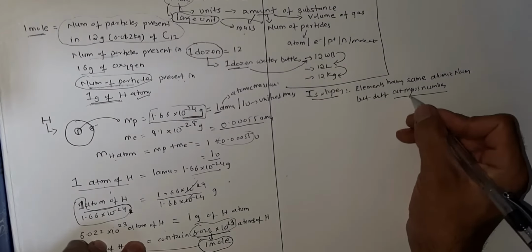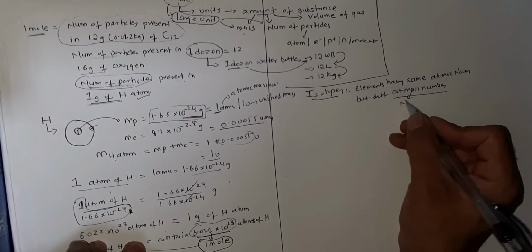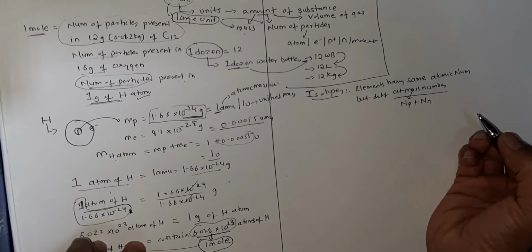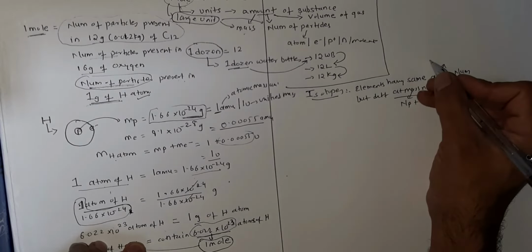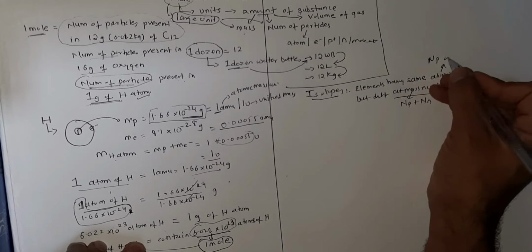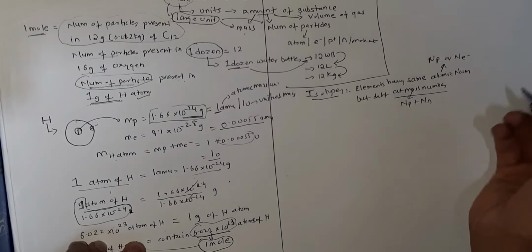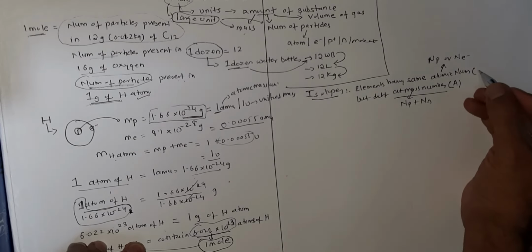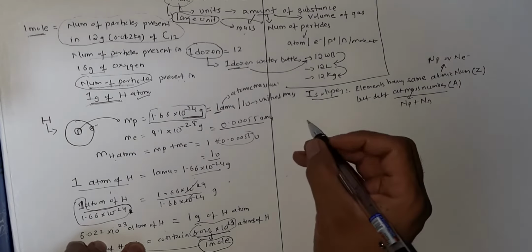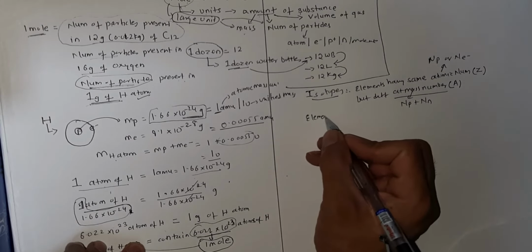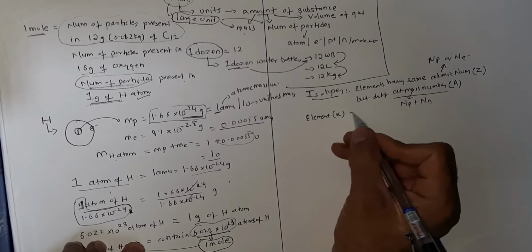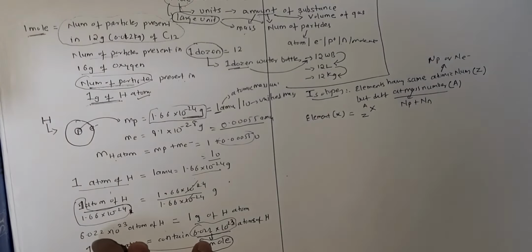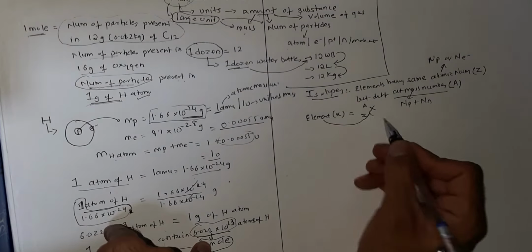Now what is mass number? Mass number is the number of protons plus number of neutrons. That is called mass number. And what is atomic number? Number of protons or number of electrons. Mass number is denoted by A, atomic number is denoted by Z, and any element X is represented as ZXA. So we represent an element in this manner.